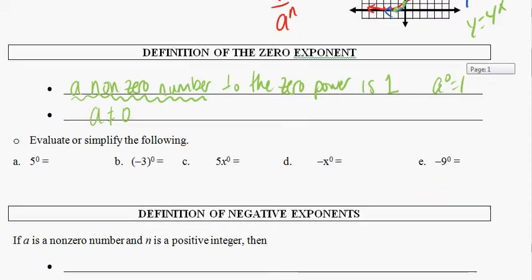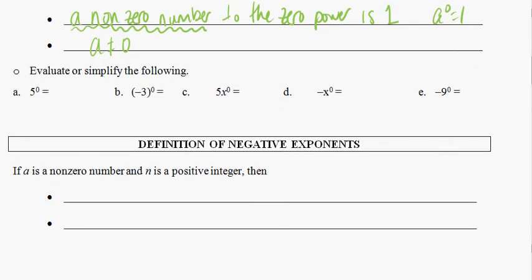All right, let's take a look at some examples here. 5 to the 0, since 0 sees the base of 5, the answer is 1. In example B, that 0 sees the whole base of -3, so the answer is 1. In example C, we've got 5x to the 0, but that 0, the base is only x, it's not 5. So we really have 5 times 1, which is 5.